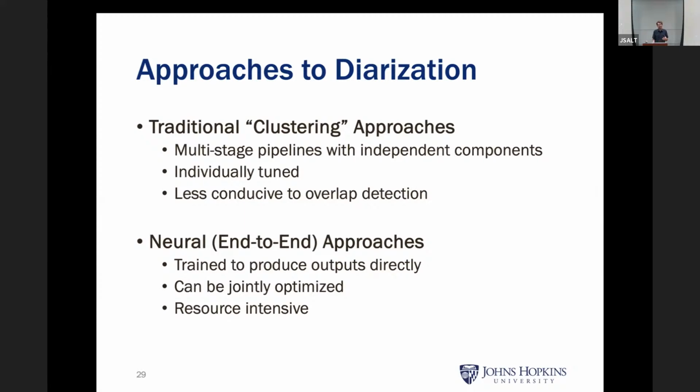And being able to jointly optimize the entire network as opposed to having individual components can lead to performance gains. But the downside here is that they're resource intensive. So part of this is that you need to have actual training data for the diarization task, which can be kind of hard to come by. And then also there are issues of actual runtime issues like memory constraints, both in training and evaluation.